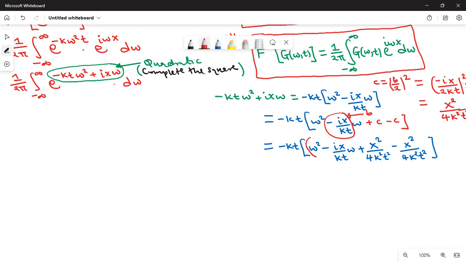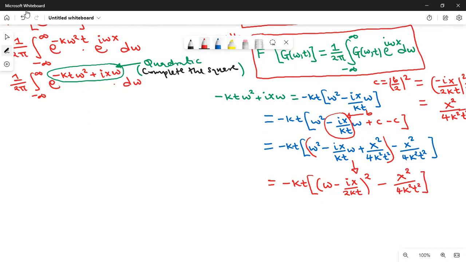So I'm going to group this to form the first bracket. When you factorize, what do you get? That is now a perfect square. So that will give us negative kt, omega minus ix over 2kt, and this is supposed to be squared, then minus x squared over 4k squared t squared.